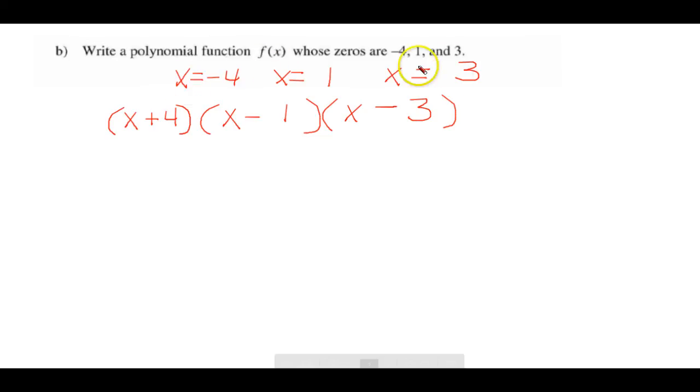So these were our answers. All of these were in a sense equal to 0. So this was transposed to get a negative 4. This was transposed to get a 1. This was transposed to get a 3. So how do we do this? Well, we're going to FOIL this, and all of this, of course, equals 0 at the end.